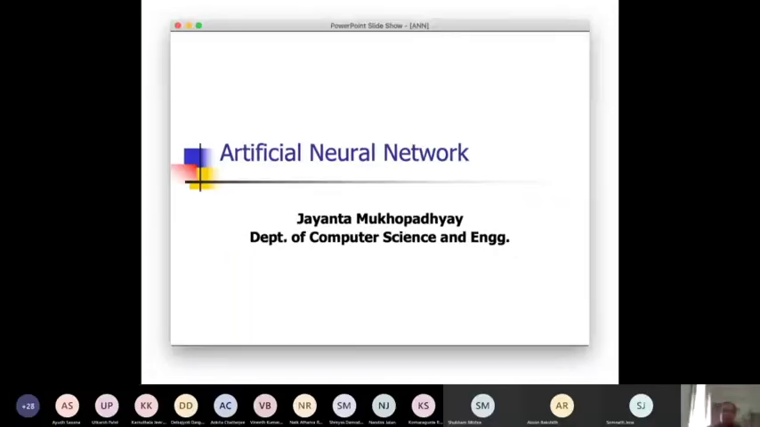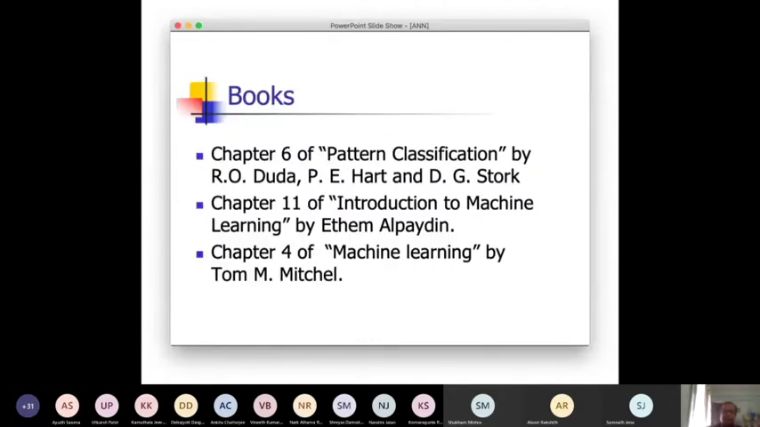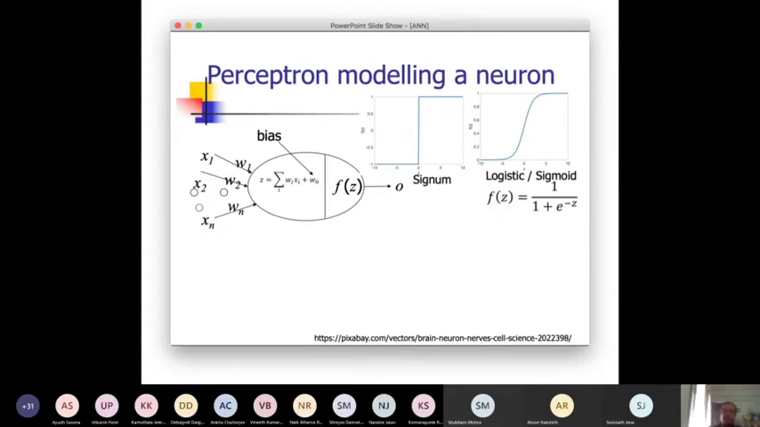So we'll be discussing a new topic, that is artificial neural networks. This is covered in these chapters. You will find this discussed in these chapters of these three books. So what I am referring to, as you can see, is Pattern Classification by Duda, Hart, and Stork, and then Alpaydin's book, and also Tom Mitchell's book.